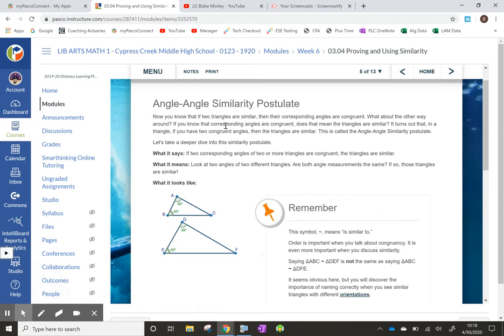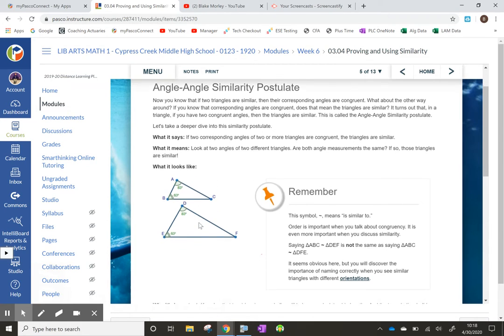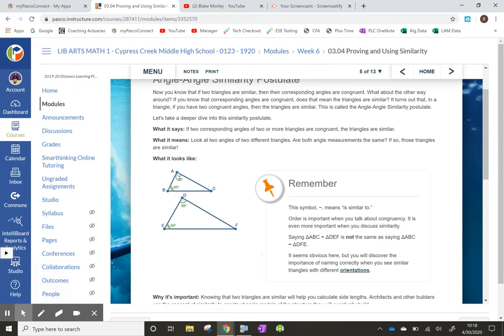So angle similarity says that if you have two triangles, and this applies only to triangles, not to trapezoids or rectangles or anything like that, only to triangles. If you have two angles that are the same for two triangles, then those triangles are similar. So you see on these triangles, they have one matching pair that's 83 degrees, and they have a second matching pair that's 63 degrees. And since they have two matching pairs, those triangles are similar.